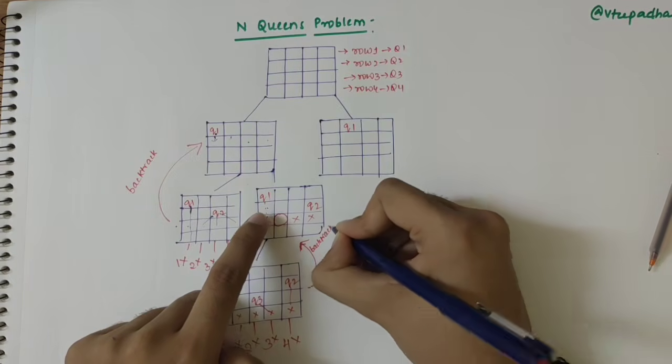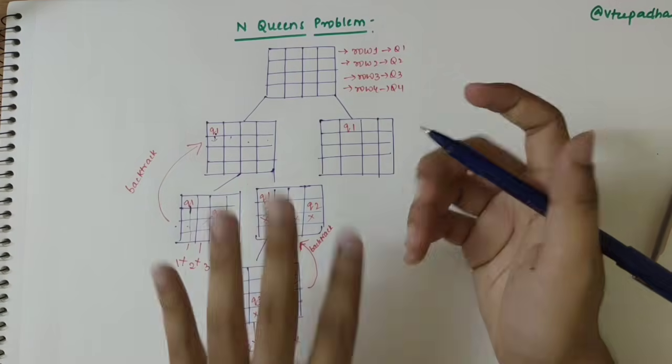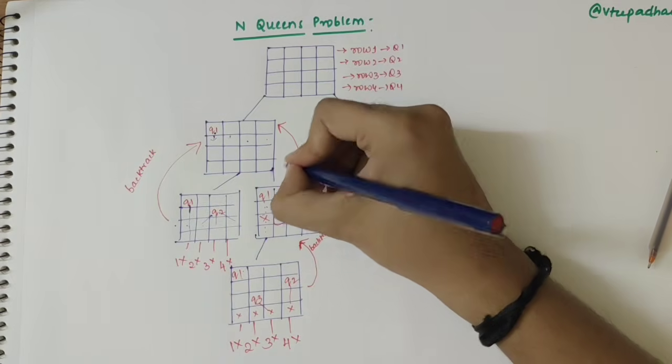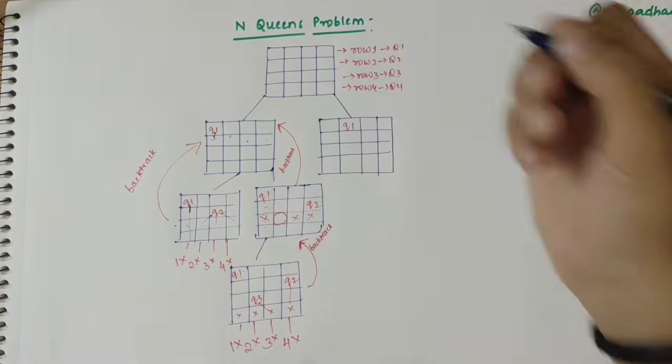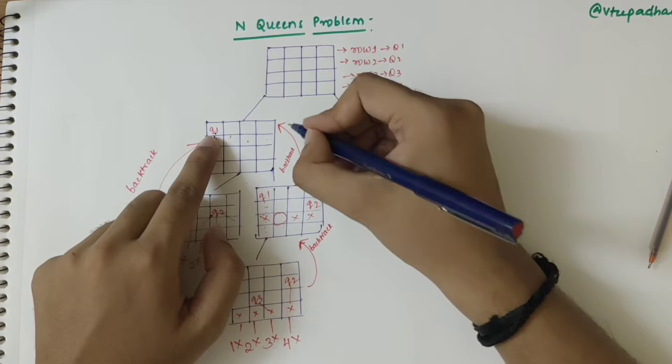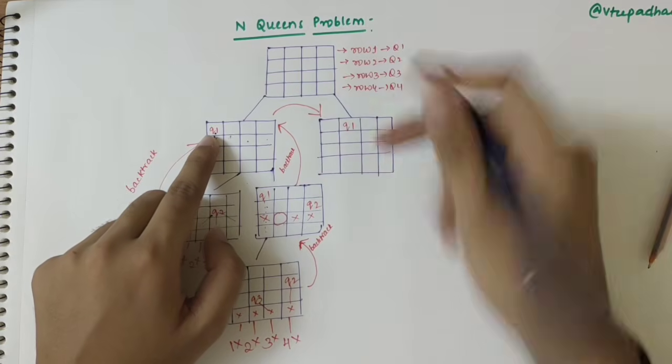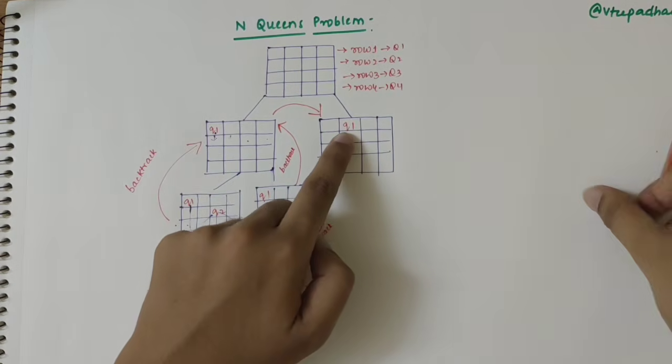Now, here further, I cannot shift Q3 anywhere else. So again, I'll backtrack to this place. Here Q1 was in the first box. Now I'll shift Q2 to the second box and see. So that's where I come here. Okay, Q1 is in the second box.